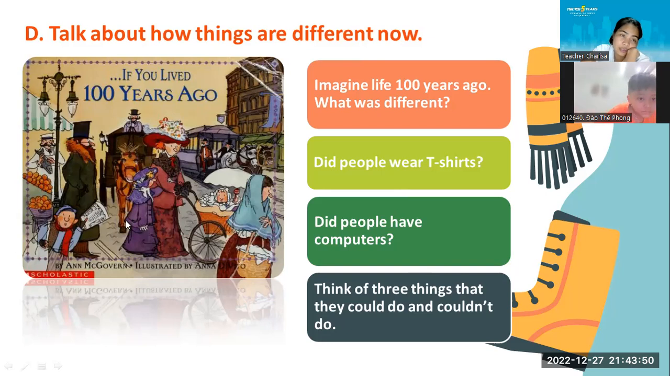So before that, look at their dresses, right? Okay, did people wear t-shirts? Look at it, did people wear t-shirts? Yes or no? No. Okay, did people have computers? No. Think of three things that they could do and couldn't do. What is that? They cannot wear a t-shirt, right? They cannot use computers, right? And then they cannot play video games.